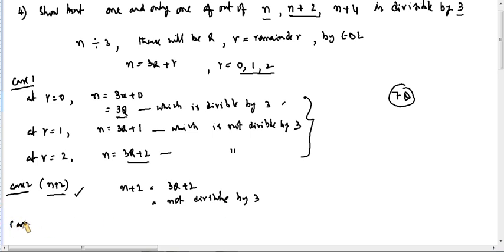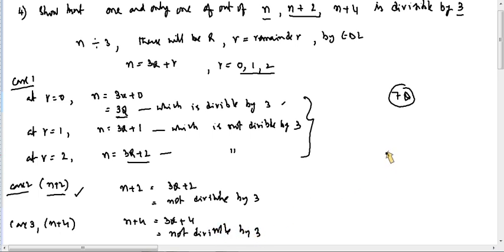In the same way, let us have case 3. What is the other one? n plus 4. So then n plus 4 is equal to 3q plus 4. Here also you cannot take 3 as a factor, so it is also not divisible by 3.